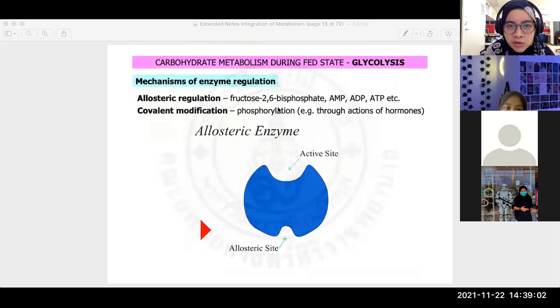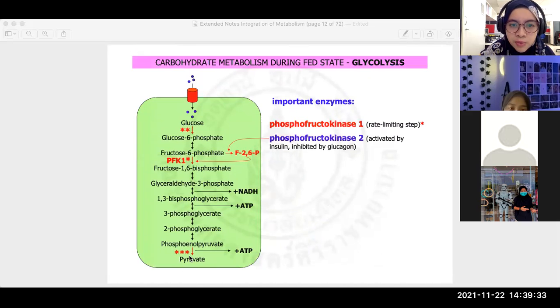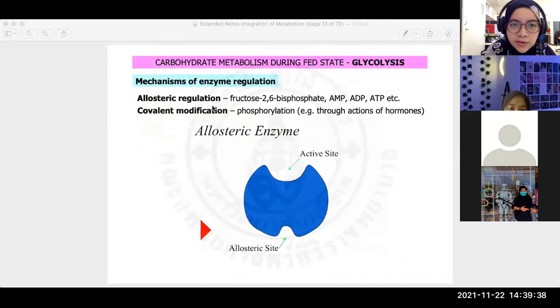Glycolysis also has regulation in terms of its enzymes. For example, we have allosteric regulation, meaning the reaction is controlled by other molecules, for example fructose 2,6-bisphosphate, AMP, and ATP. If there's an increased level of ATP, this will control whether or not this process will continue. So that's allosteric regulation.